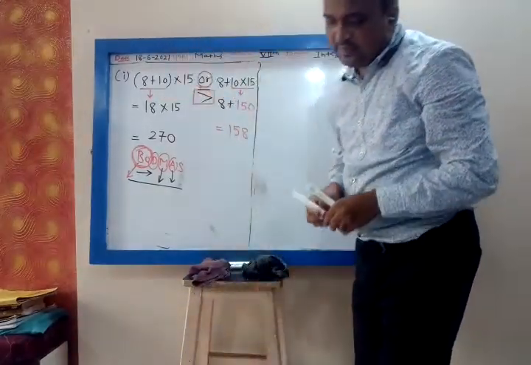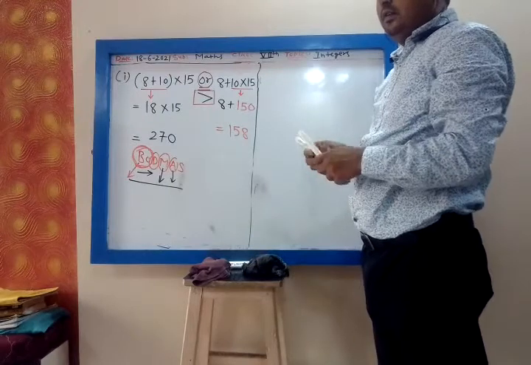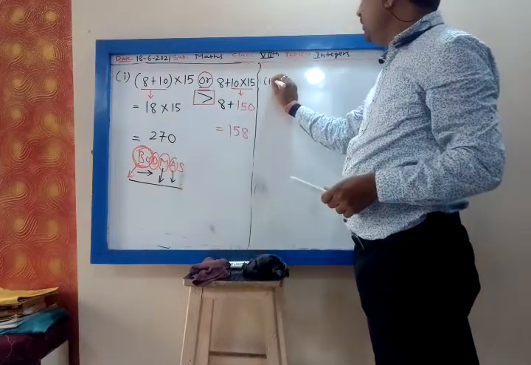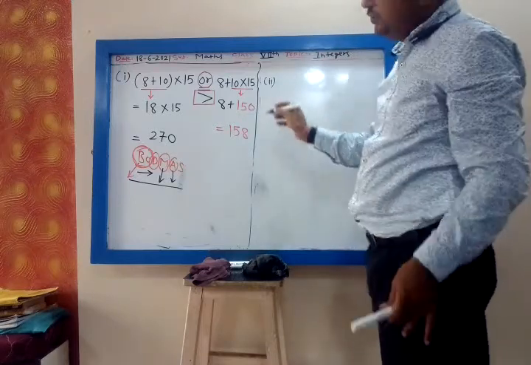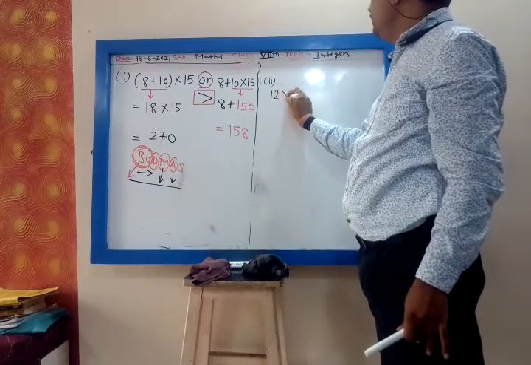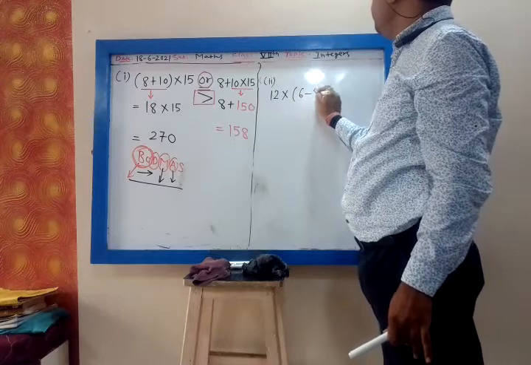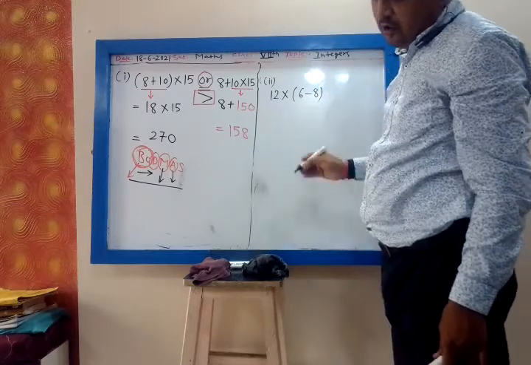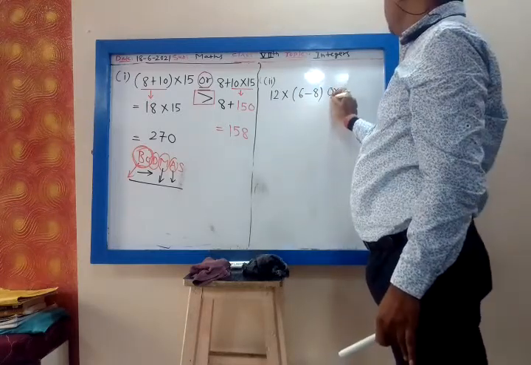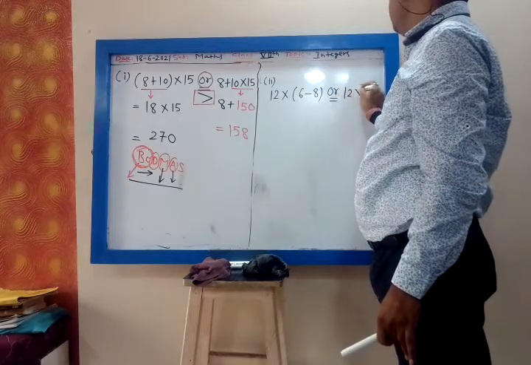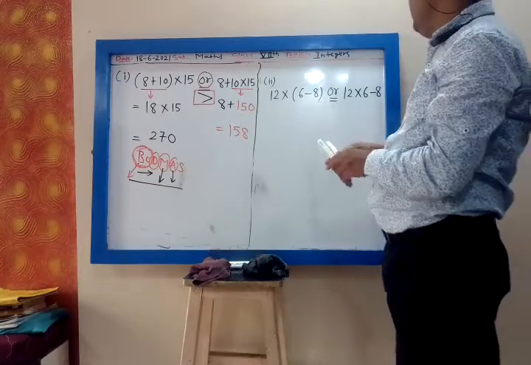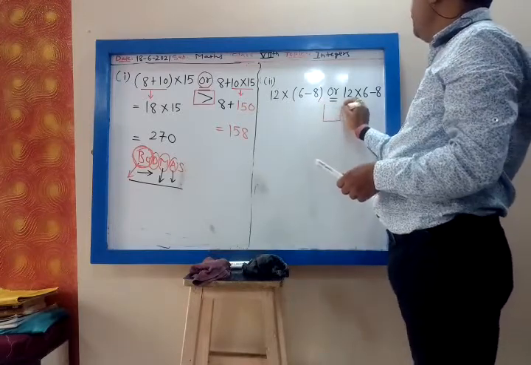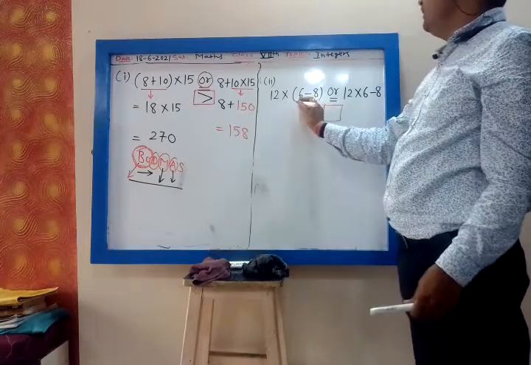Now next is 12 into 6 minus 8, or 12 into 6 minus 8. Let us see which should be performed. First you will perform the bracket.